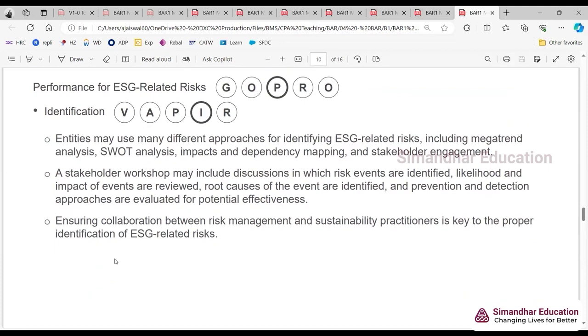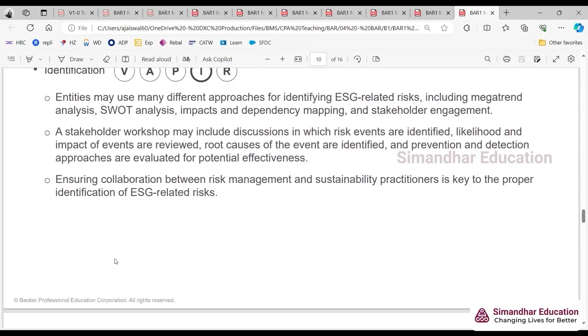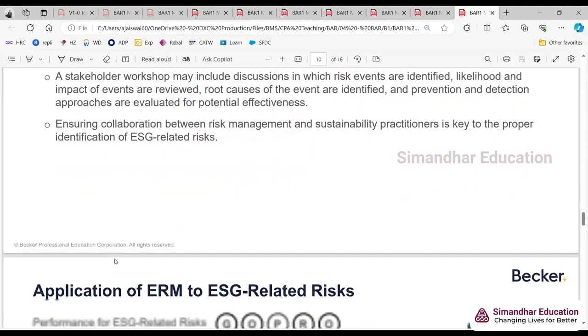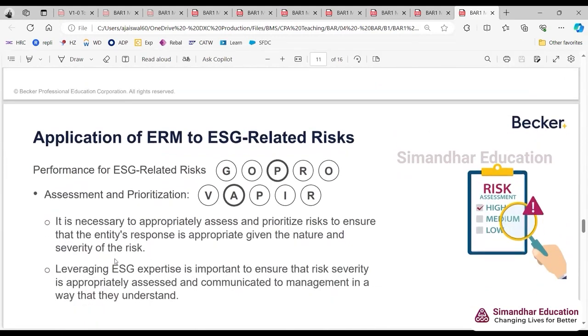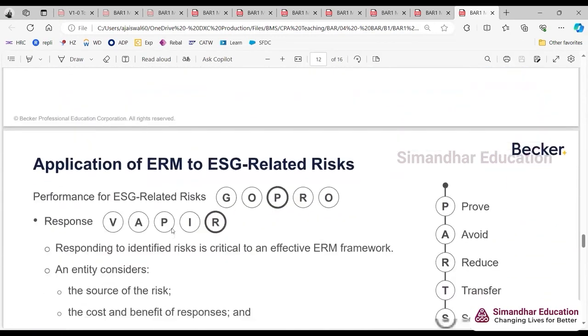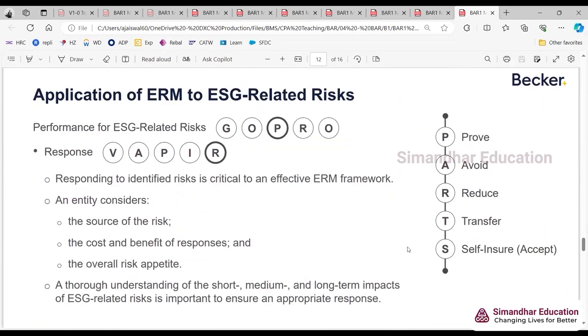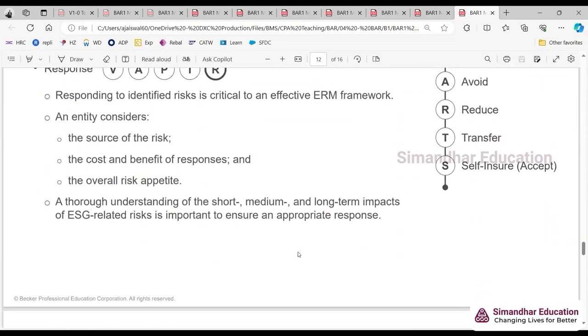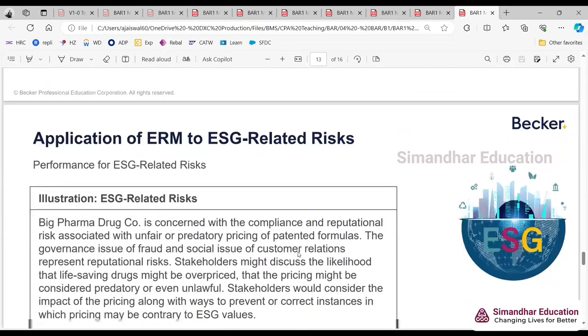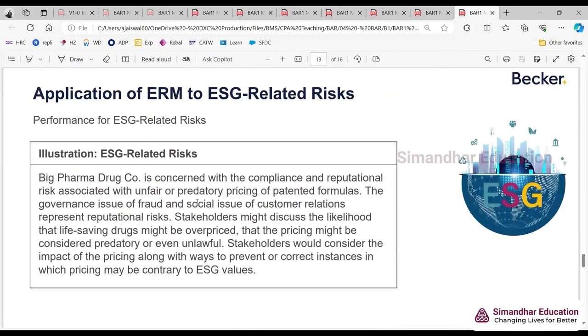Identification of the risk is very similar to any other risk. We'll have to make an inventory, a list of all the risks, and prioritize the risks. We'll also have to use the responses based on the PARTS model, right? So this is an example given: a drug company, a manufacturer basically, is concerned with the compliance and reputational risk of unfair or predatory pricing for the patented formula.